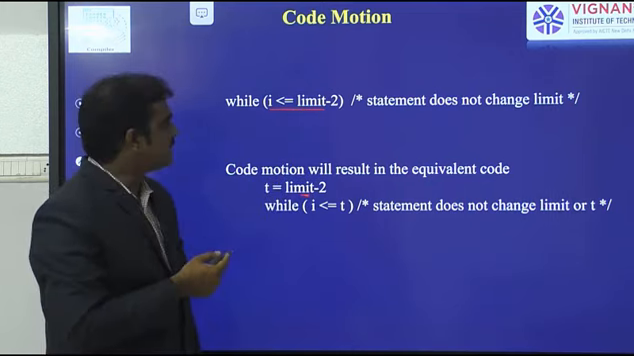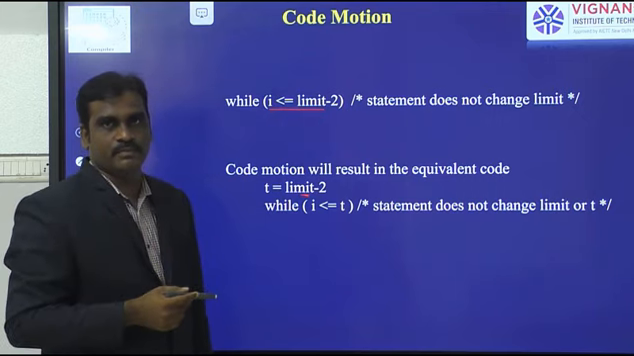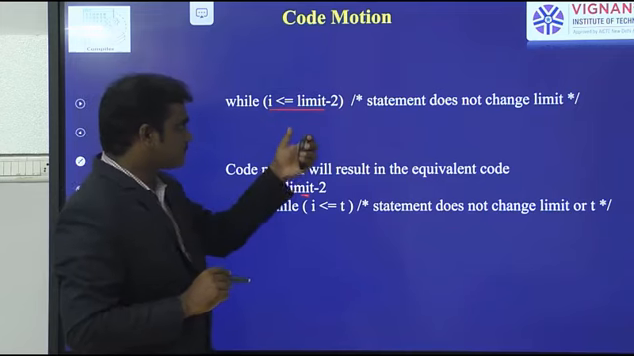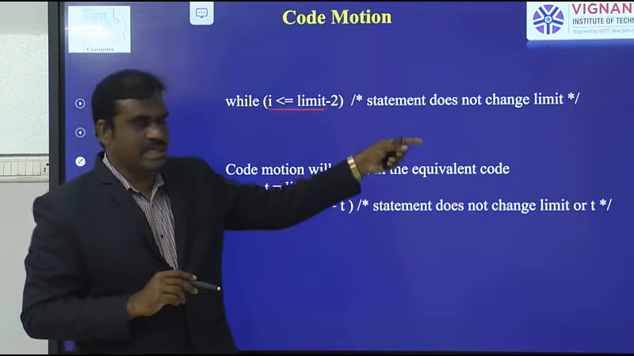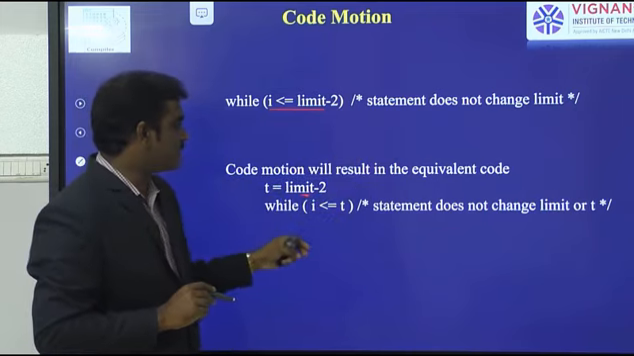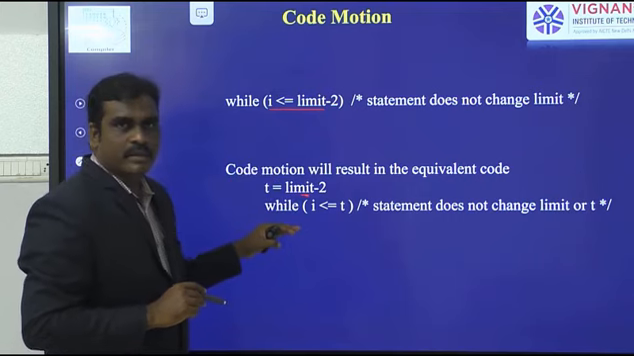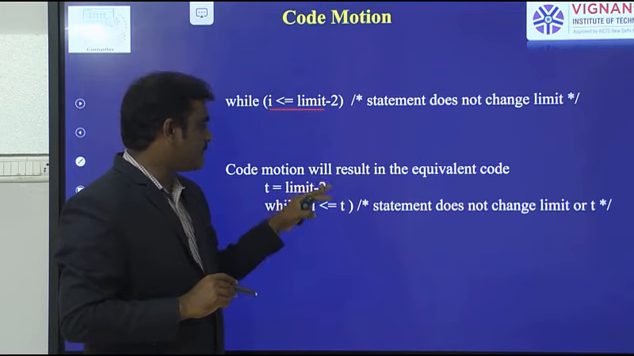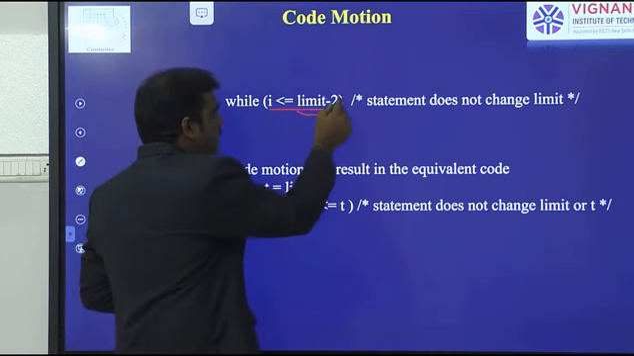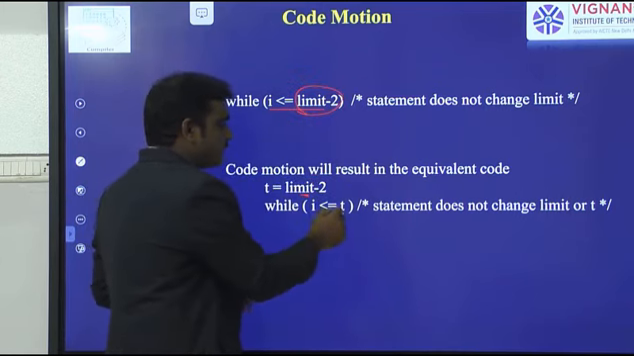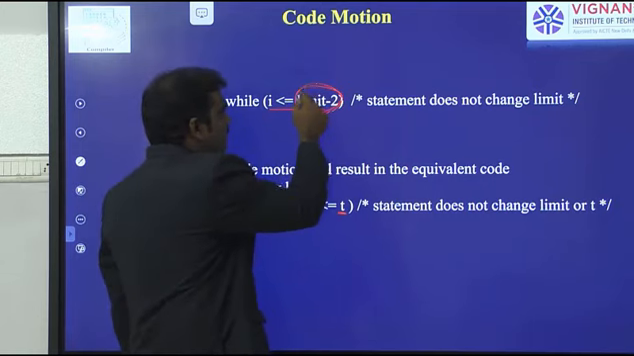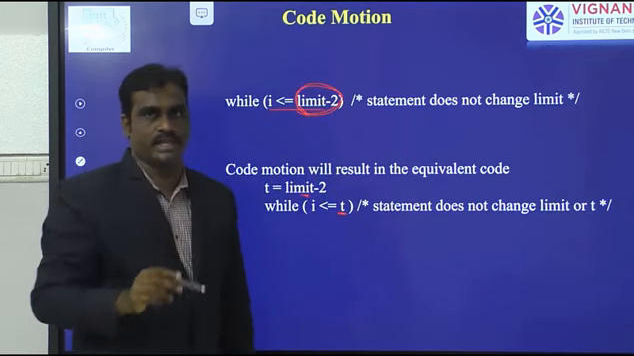But the values are the same. No need to change. So the statement does not change the limit. At that time you can simply execute it only one time. So t equal to limit minus 2. Instead of limit minus 2 you can put t. Here if the loop is executed 5 times, this is also executed 5 times, but the value is the same.